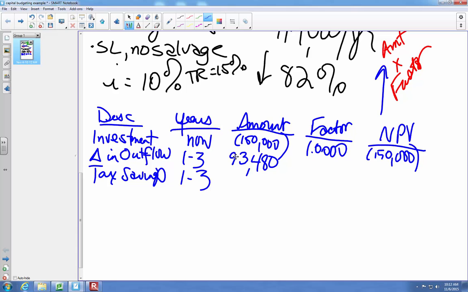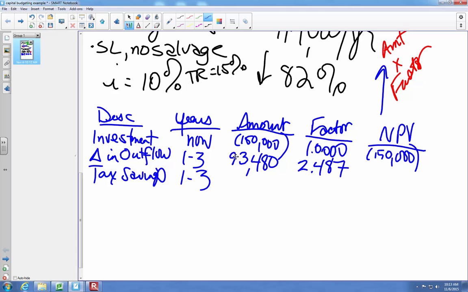What's the factor? 2.487. Where'd we get that? Is that from the annuity table or the lump sum table? Annuity. So let's just make sure this is a critical piece.